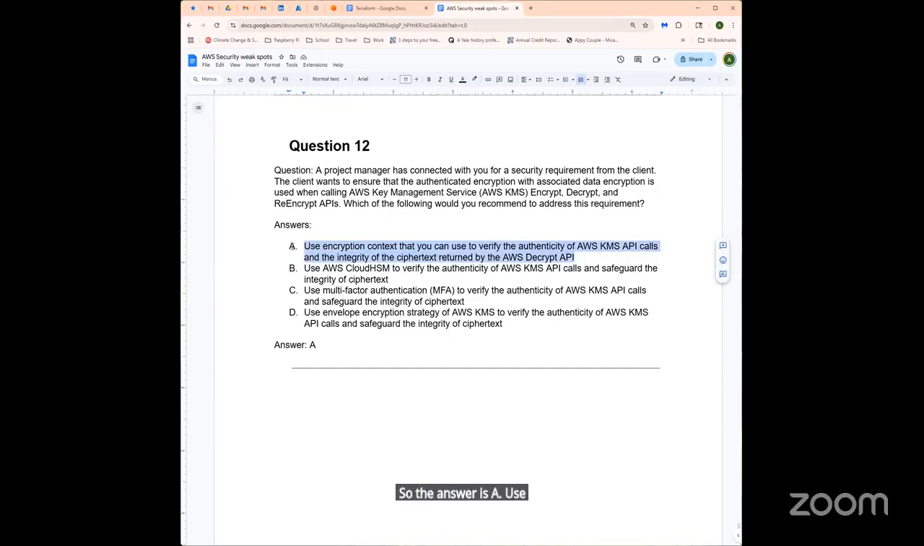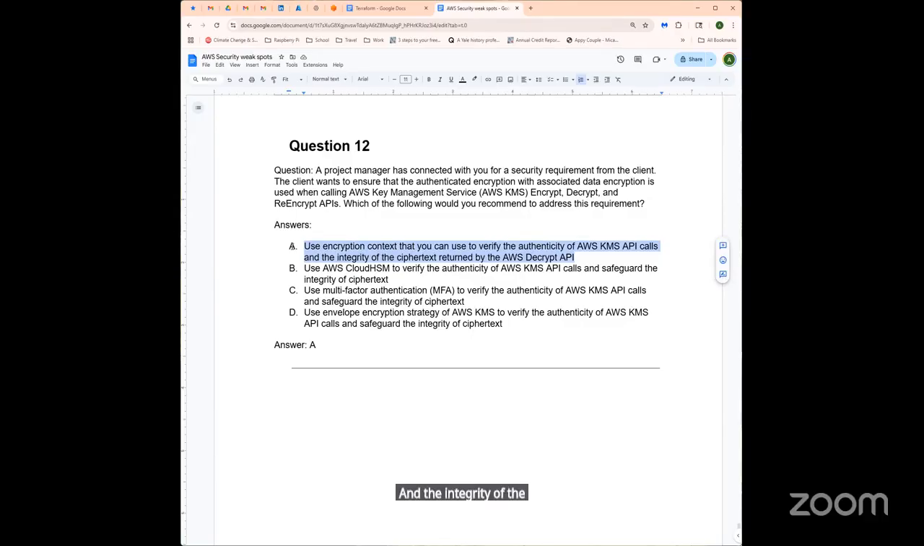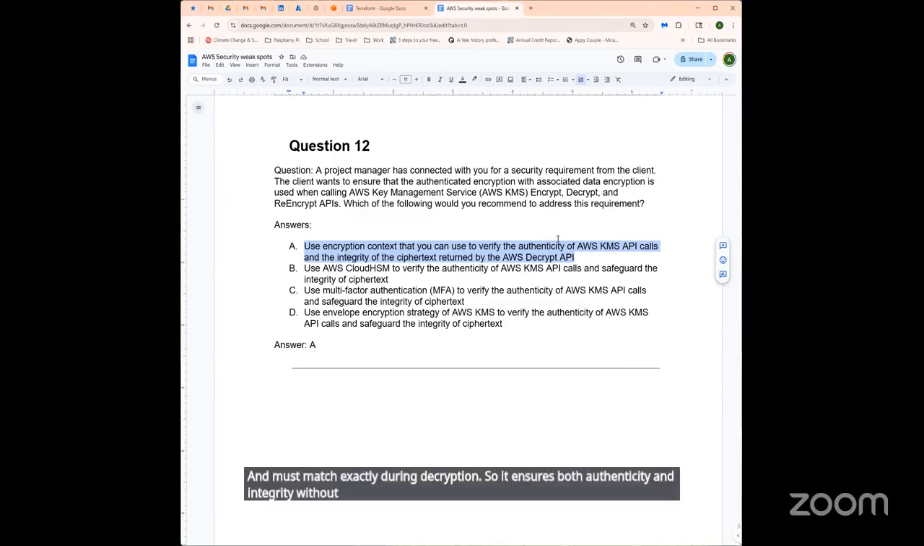Use encryption context that you can use to verify the authenticity of KMS API calls and the integrity of the ciphertext returned by the AWS Decrypt API. So why is this correct? The encryption context provides additional authenticated data for authenticated encryption. It's cryptographically bound to the ciphertext and must match exactly during decryption. So it ensures both authenticity and integrity without being encrypted itself.